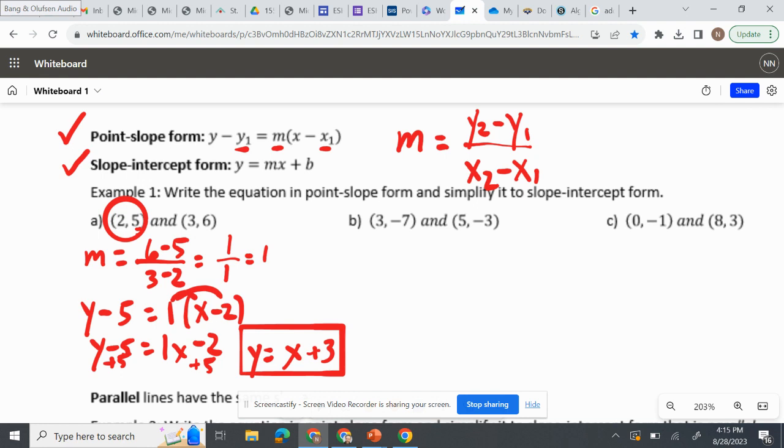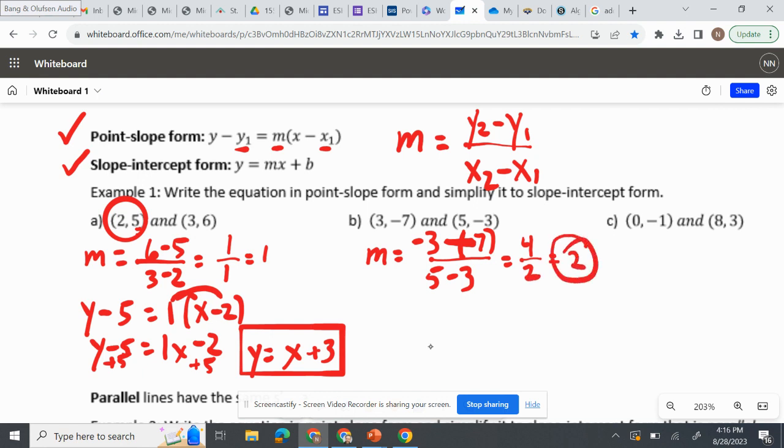Now, for the second problem, we're going to do the same thing. First thing that we're going to do is we're going to find our slope. So we have negative 3 minus a negative 7 over 5 minus 3. If we subtract a negative, we know that that's a positive. So negative 3 plus 7 is 4. 4 over 2 would be 2.